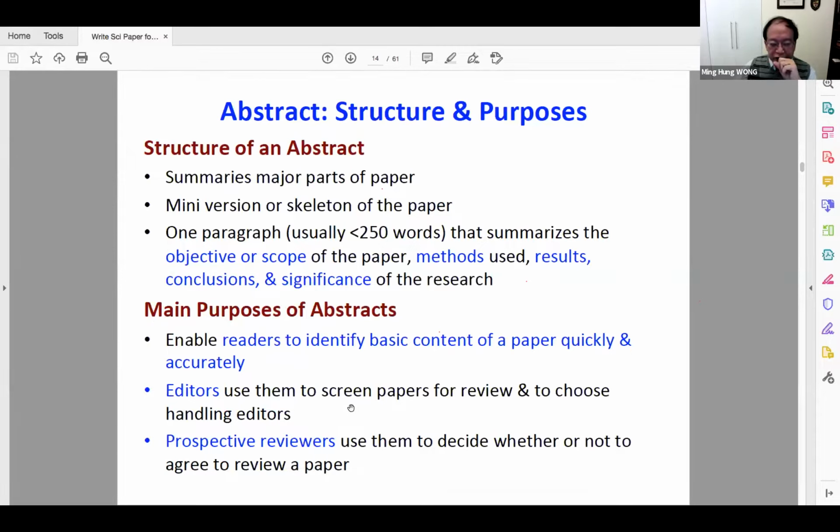Now, the abstract would be a mini version, or you can call it the skeleton, of your paper. Usually it is a very short paragraph, less than 250 words. Certain journals are very fussy about the number of words, like Environmental Pollution, and they will return the abstract to you: sorry, your abstract is 251 words, can you omit one word? This sort of thing. So within one short paragraph, I think we should summarize the objective or scope of the paper, the methods you use very briefly, the major trends of the results, conclusion or concluding remarks in 1 or 2 sentences, and the significance of the research.